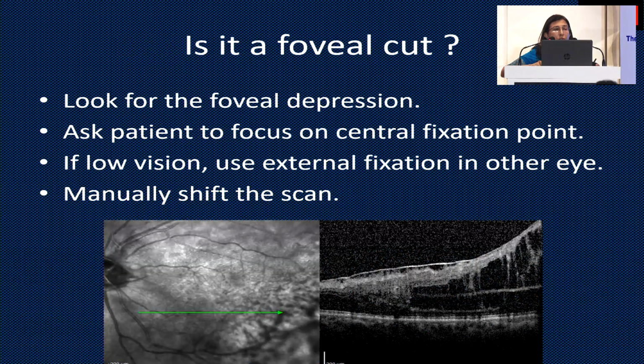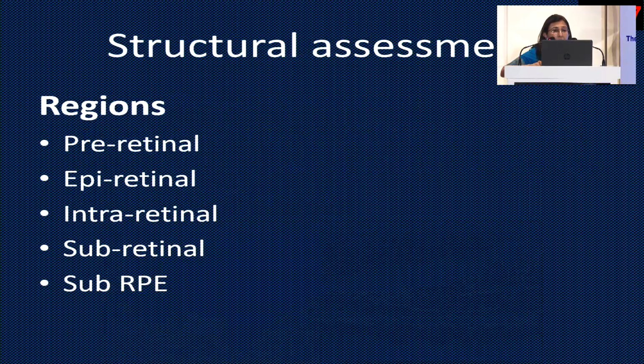Coming to the position, always look for the foveal depression. That is very important, otherwise you'll always get false information. If the patient is not able to focus with that eye due to low vision, then you can try to fixate the other eye with external fixation, or you can manually shift the focus to where you assume the macula to be. Now here you're getting an impression of edema, but this is below the macula, so you are getting a false impression.